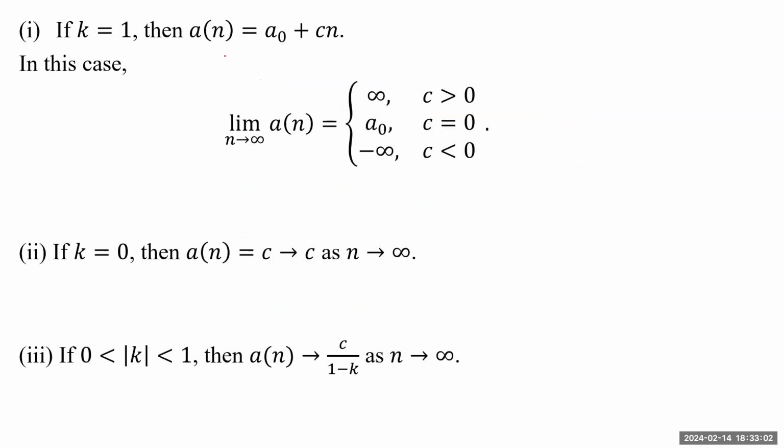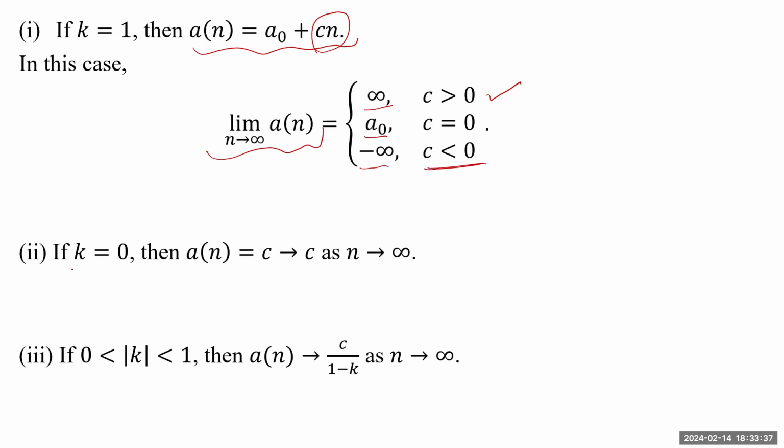So if k is equal to 1 and your solution is a of n equals a naught plus cn, what is the long-term behavior of a of n as n tends to infinity? The right-hand side is infinity when c is greater than 0, and a naught when c is equal to 0. It is minus infinity when c is less than 0. So that is the long-term behavior of the solution.